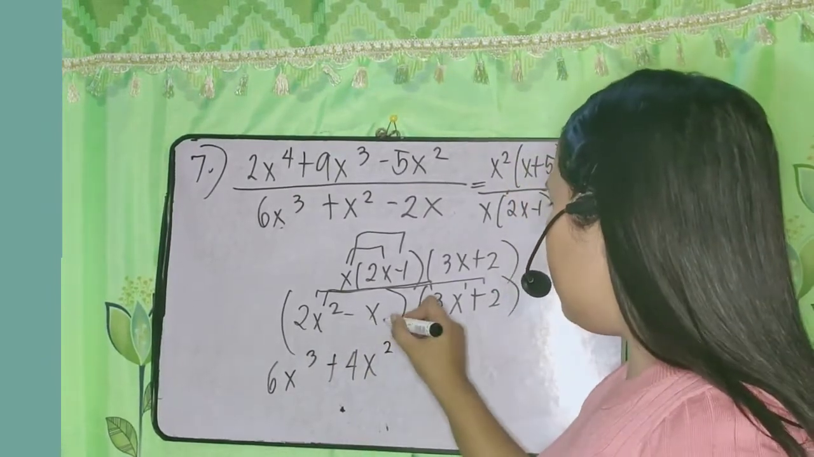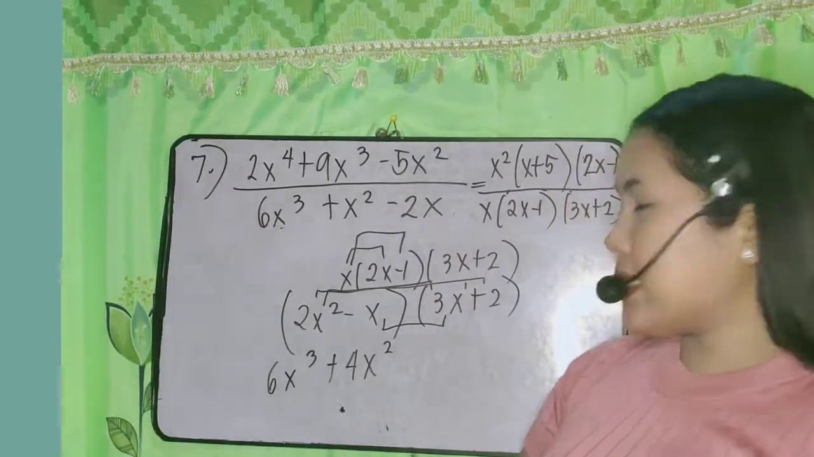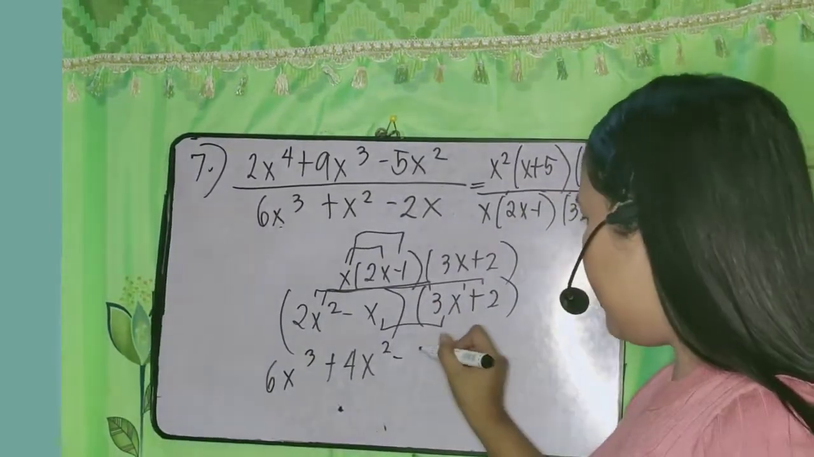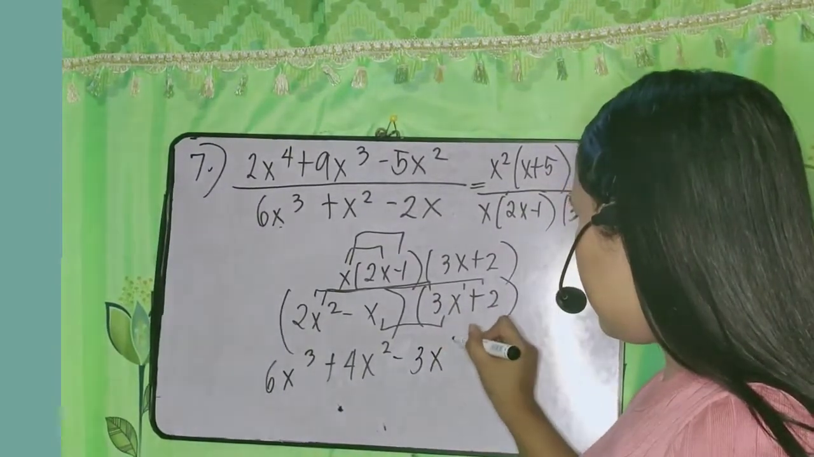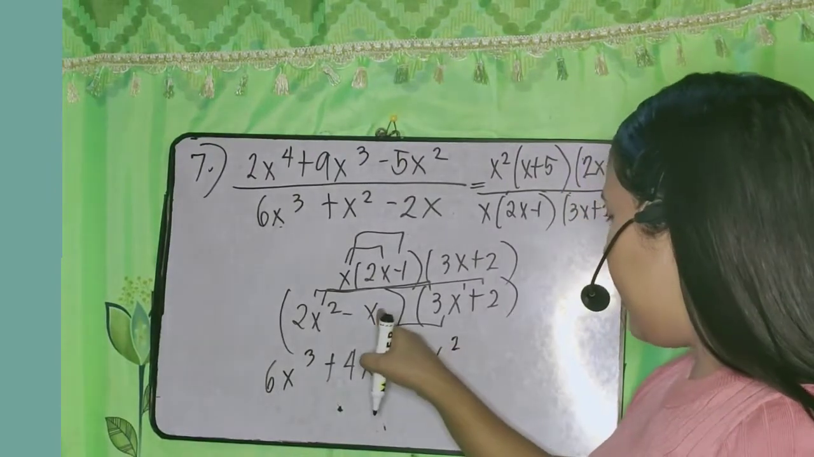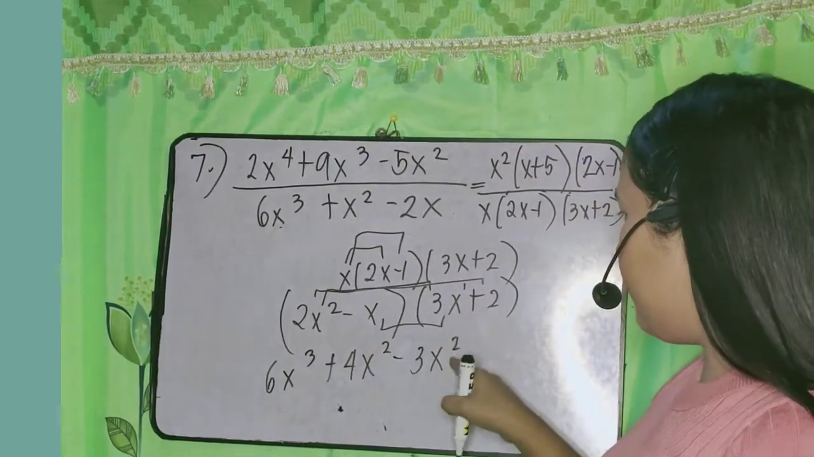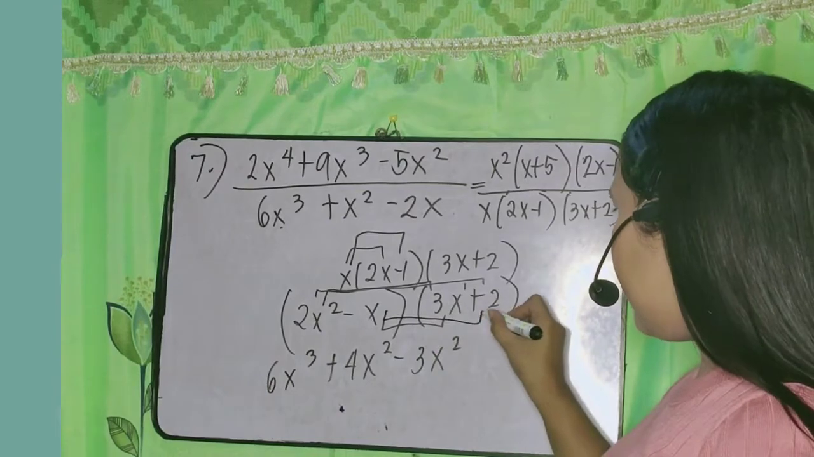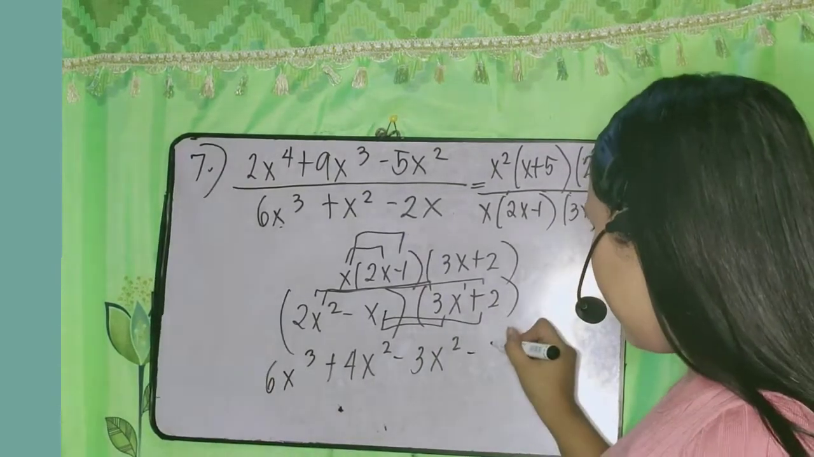Then, next po is yung sa loob naman. Okay, so negative x times positive 3x, we have negative 3x squared. Bakit squared? Kasi may exponent na 1, so 1 plus 1, we have 2. Then, next is negative x times positive 2, we have negative 2x.